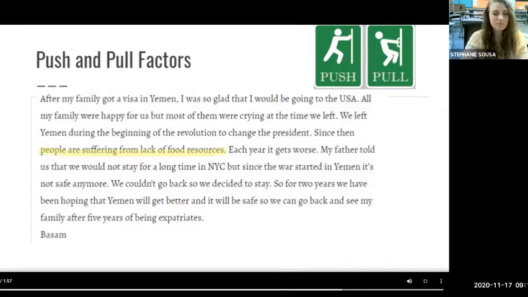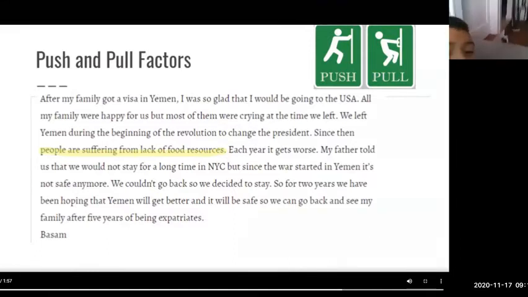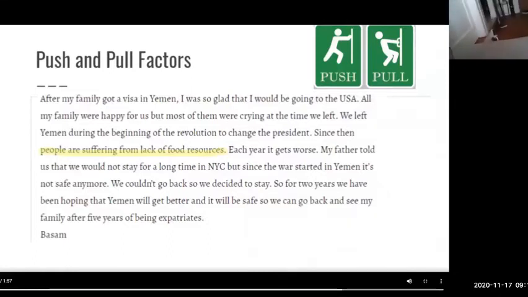Alejandro? A pull factor is because they would begin to change the president and I think they're going to vote.